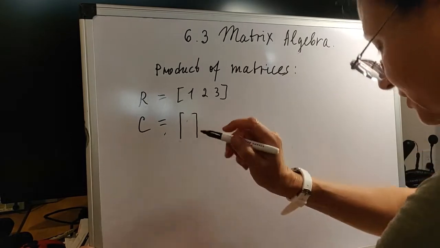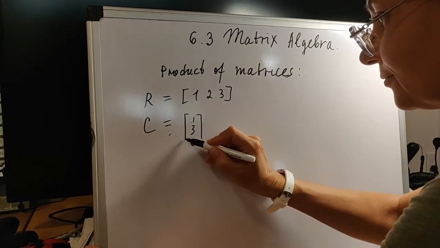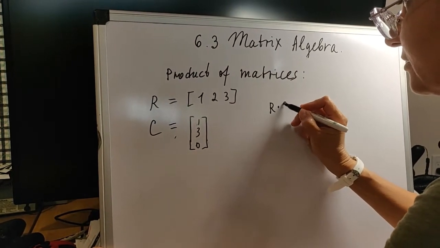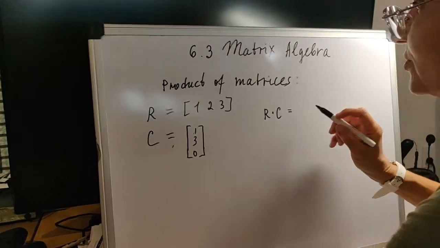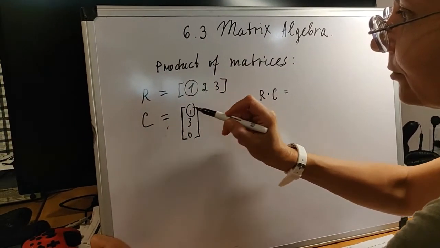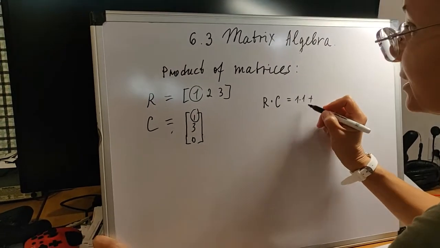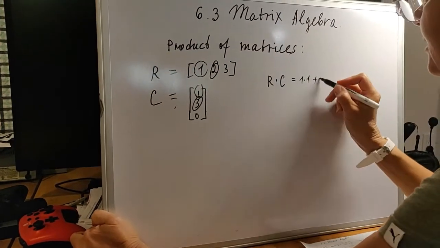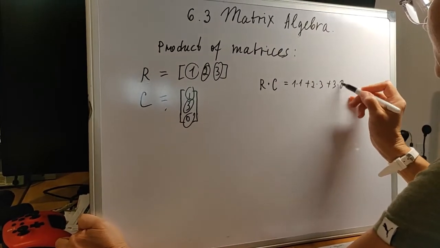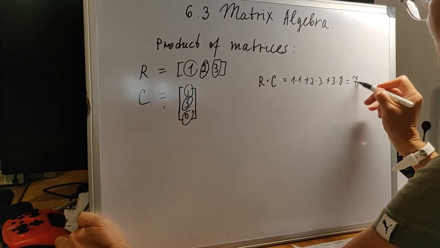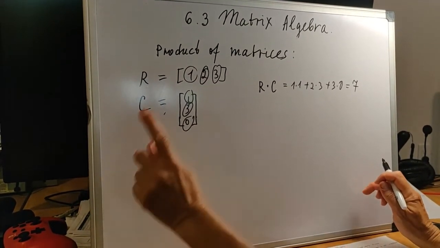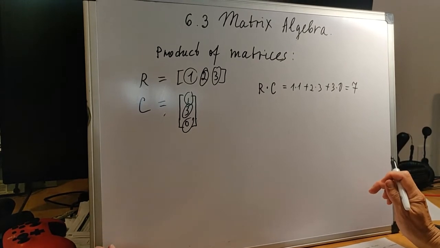I'm going to change the numbers here. It's going to be 1, 3, 0. So the rule is next. If I want to multiply a row matrix by a column matrix, the result is going to be a number, which is the multiplication of the first element of the row and column, 1 by 1, plus 2 by 3, plus 3 by 0, which gives me 1 plus 6, which gives me 7. So the product of this row matrix and column matrix is 7.